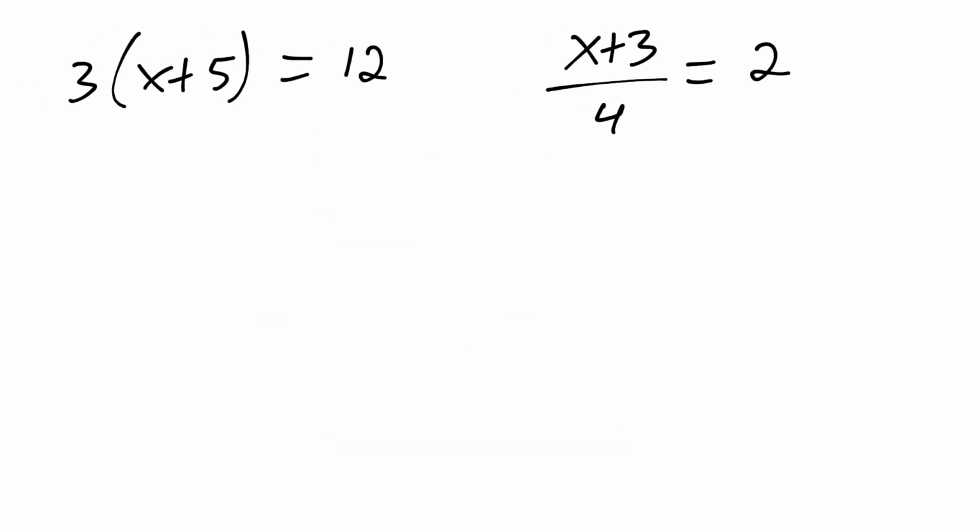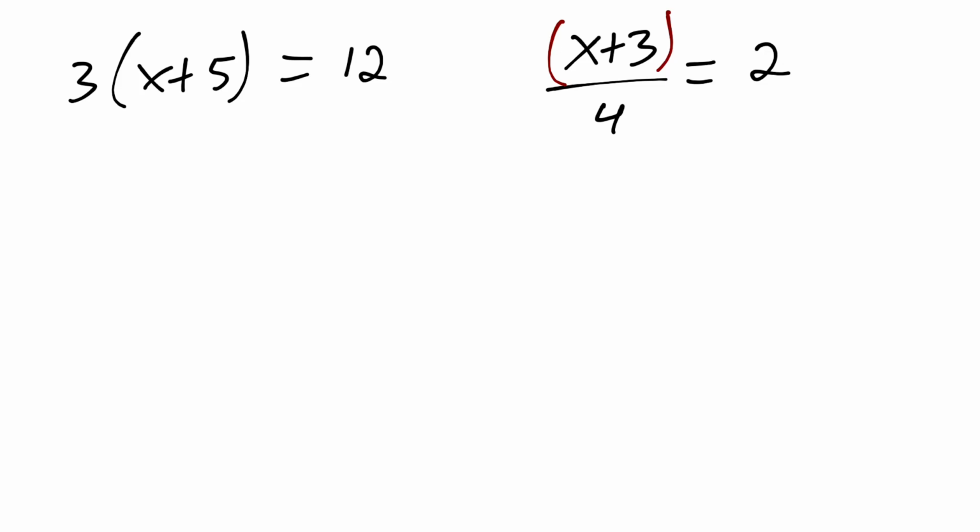Two other curveballs we might see are problems with parentheses. For example, x plus 3 on top of this fraction has implied parentheses, and on the left we see the parentheses around x plus 5. Our instinct might be to distribute, but we have options.